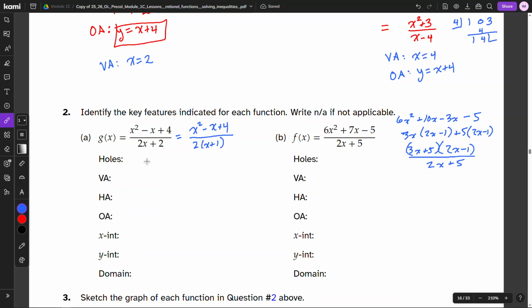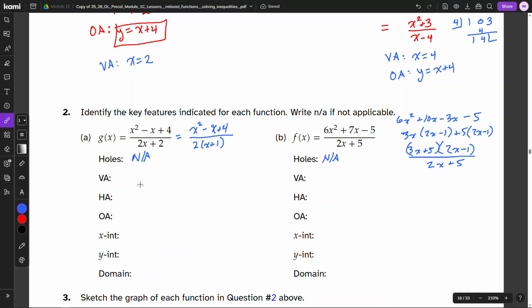So neither one of these has any holes. I don't have x plus 1 as a factor of the numerator, or do I? Let's see here. x squared minus x plus 4. Oh, no, yeah, no. If it's plus 4, it's not going to. What if I change that to be minus 4? If that was minus 4, no, that wouldn't do anything either. So we'll leave it as plus 4. So x squared minus x plus 4. All right. So no holes for either one of these.